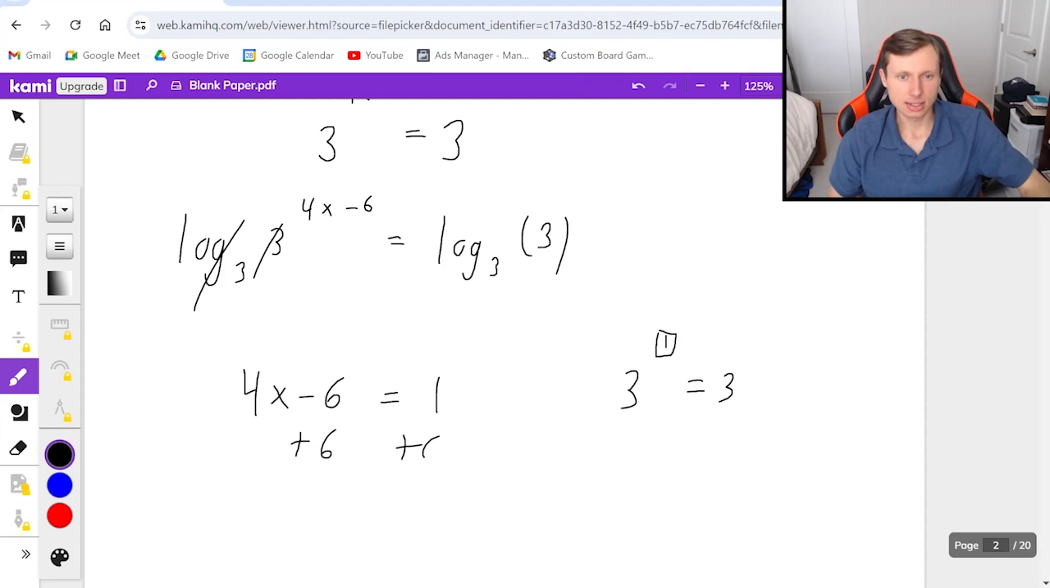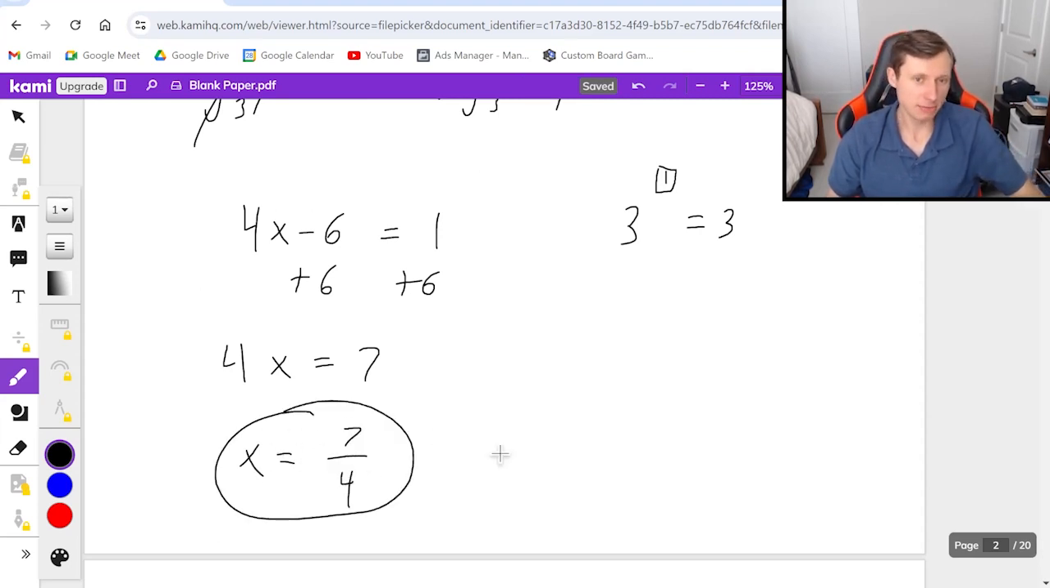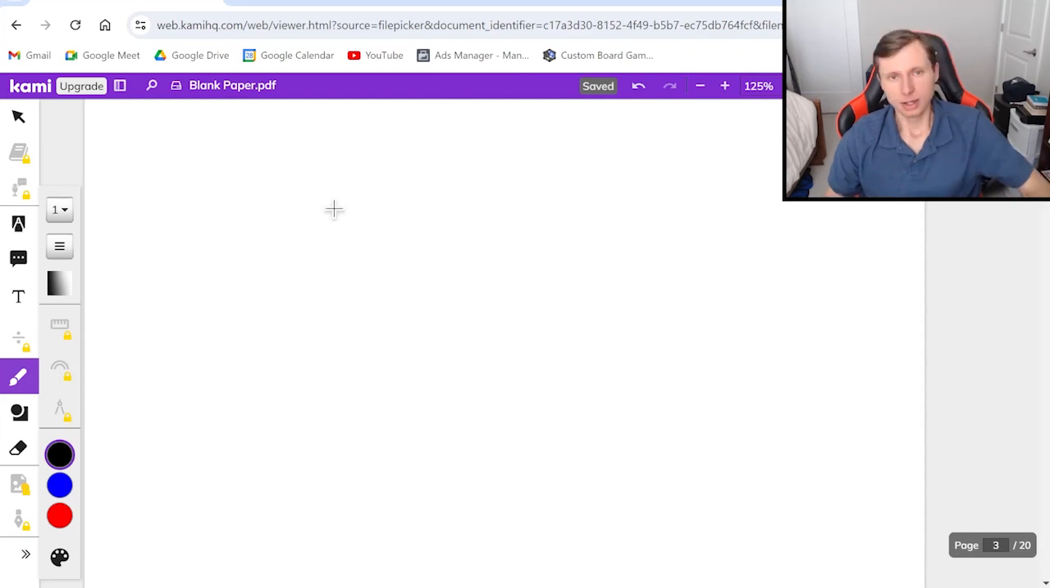Add 6 to both sides, so 4x equals 7. And then I just have to divide by 4. So I get x equals 7/4. I am not fraction phobic. This is a perfectly fine answer. If you want a decimal, it's 1.75, but I don't care. 7/4 is fine. And now just one more.